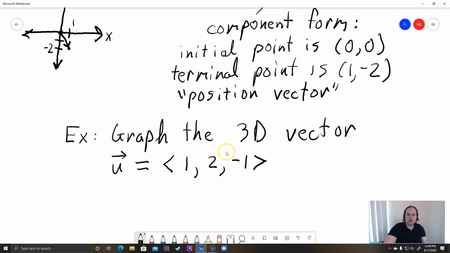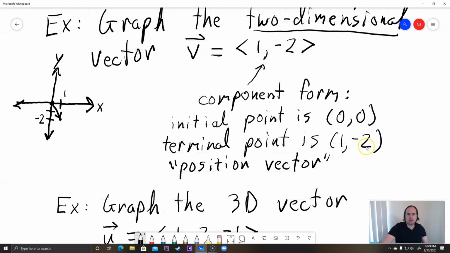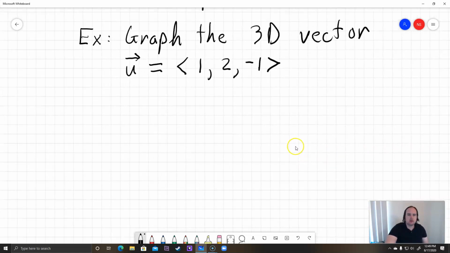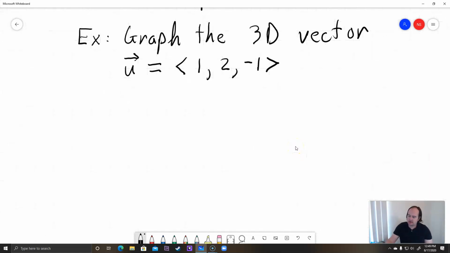For the last example that we did, because it was two-dimensional, this was x comma y. So 1 comma negative 2 is actually the terminal point of our position vector. Well, here, because it's a 3D vector, instead of being x comma y, we're going to have three coordinates: x comma y comma z. That's what 3D means. 3D means you have three components. But this is still a position vector, and this is in component form.